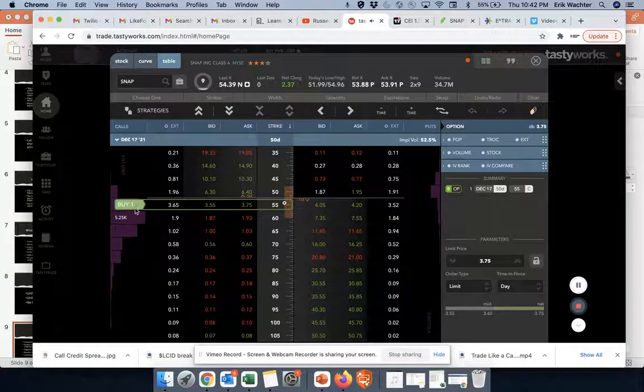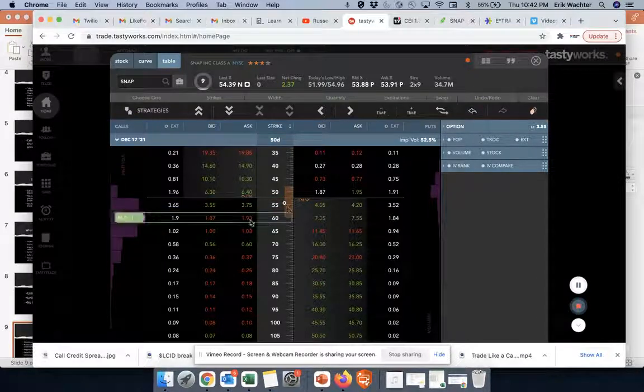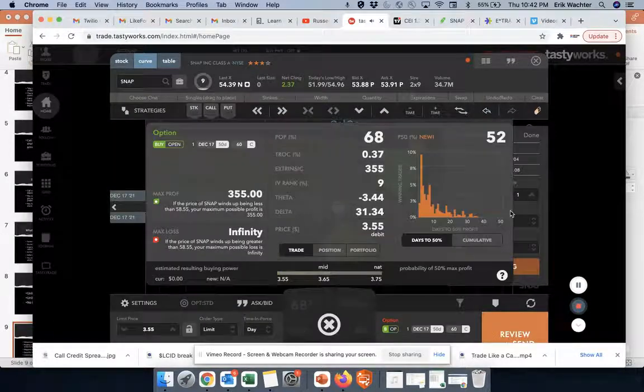Let's select the $60 call and see what our probability of profit will be. This isn't right. It's showing 68. Before it was 31. It was 31 before, which means you have a 31% chance of making a single dollar on that trade. Obviously, 31% means you're more likely to not make money. So that's what I mean by lower probability of profit.